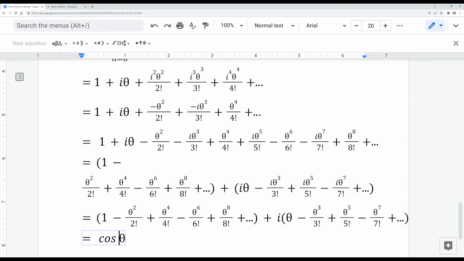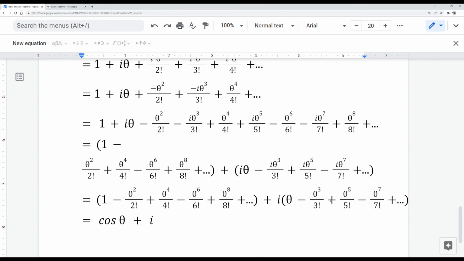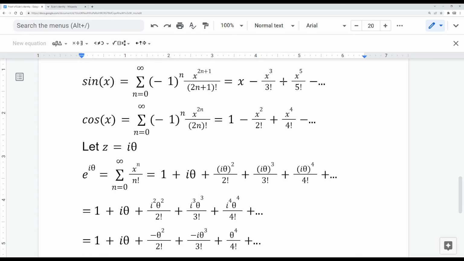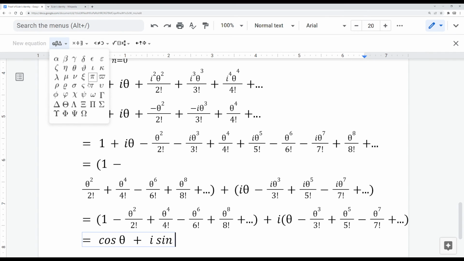Now, plus, again, we have this thing over here, right? i times, what is this? Again, let's go up. Does it match? Matches to me, we have theta minus theta to the third, plus theta to the fifth, minus theta to the seventh. Yes, you are not being fooled right now. This indeed equals sine of theta. Again, we're just replacing theta with x, it doesn't matter.